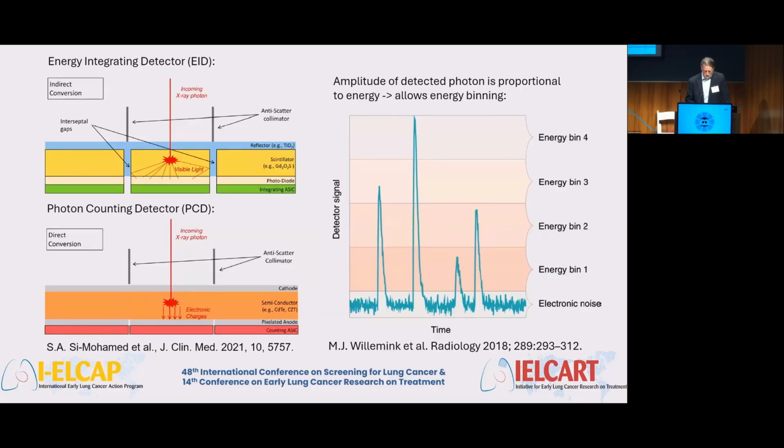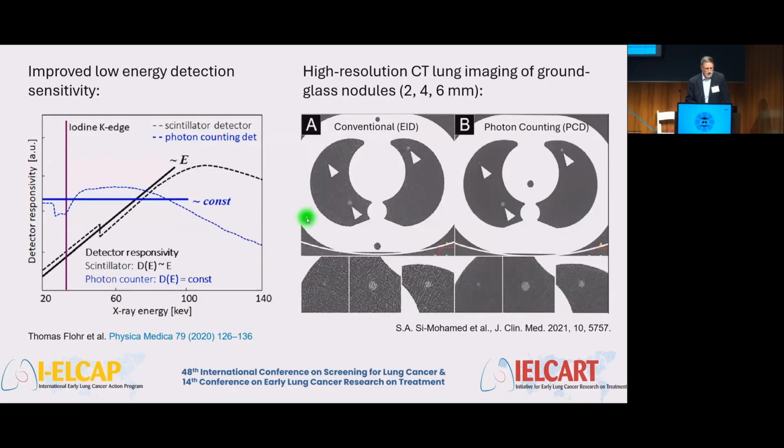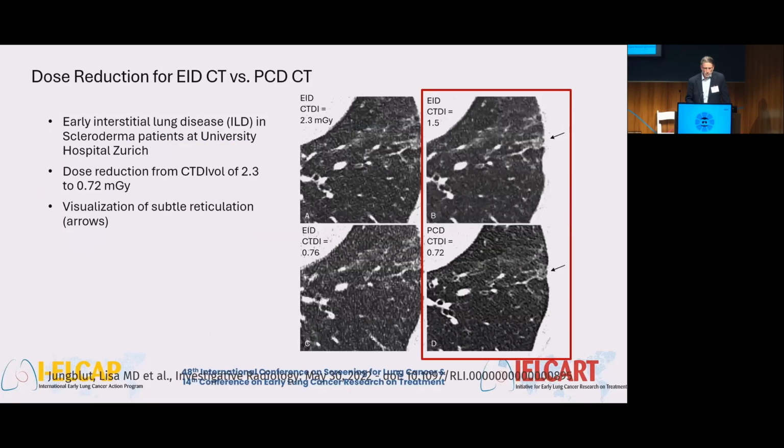And additionally, you get better contrast at low energy levels because you're not losing those photons through that transfer to light, and this improves contrast and conspicuity as well. And then with comparable resolution and lower dose, here halved compared to an energy integrating detector or conventional system, you can see these structures much better.